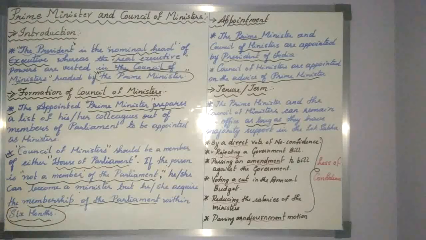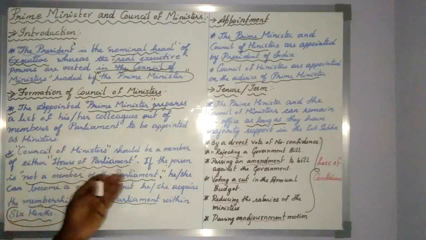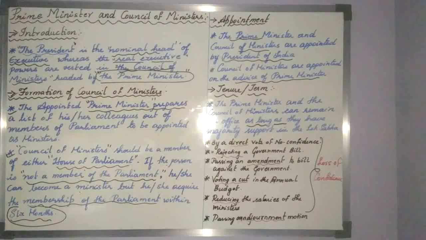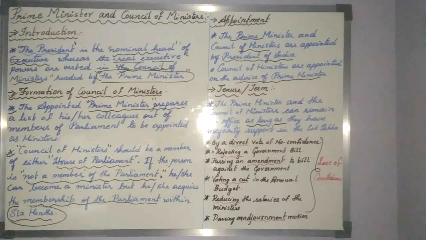A by-election will take place where that particular candidate stood for the election. So this is a very important thing, a 1 mark question. If a person is a non-member of Parliament, he or she should become a member of Parliament within a period of 6 months. This is one concept that we have.